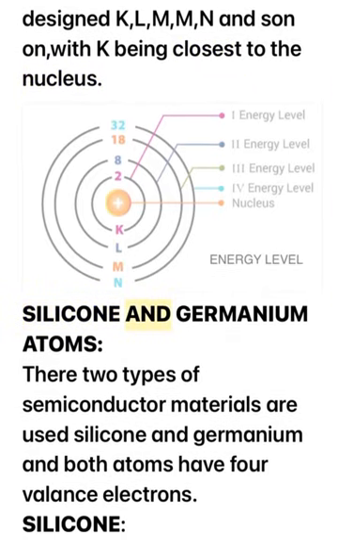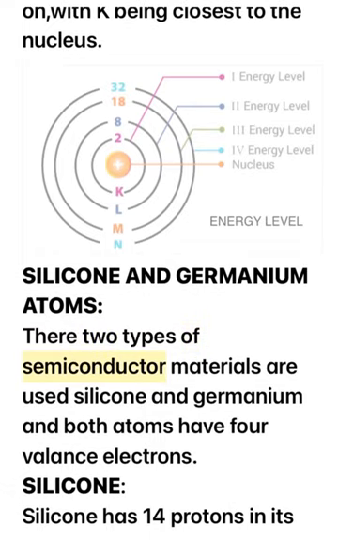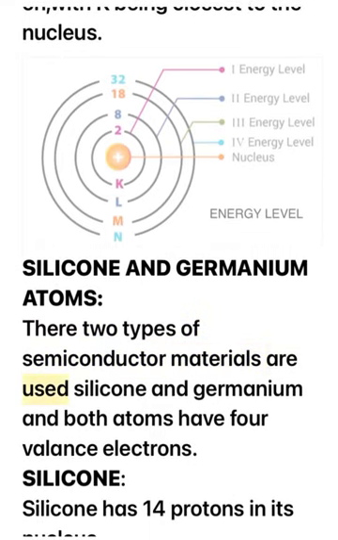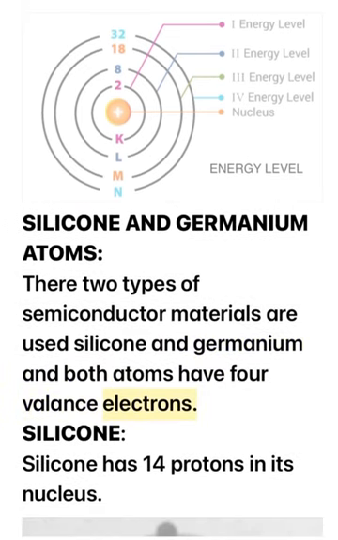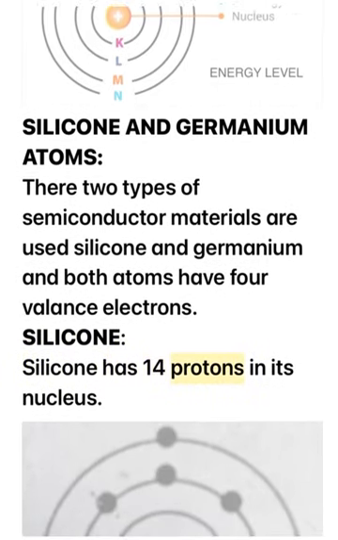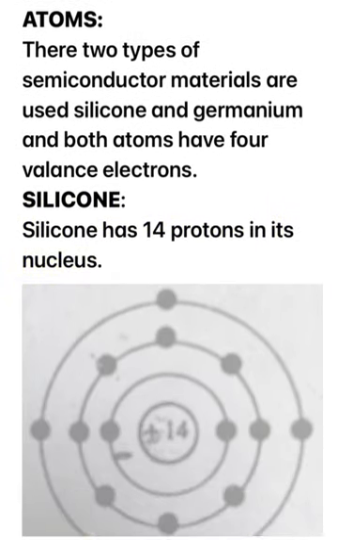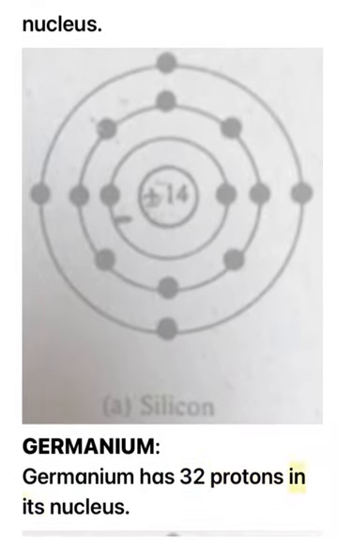Silicon and germanium atoms. There are two types of semiconductor materials used, silicon and germanium, and both atoms have 4 valence electrons. Silicon has 14 protons in its nucleus. Germanium. Germanium has 32 protons in its nucleus.